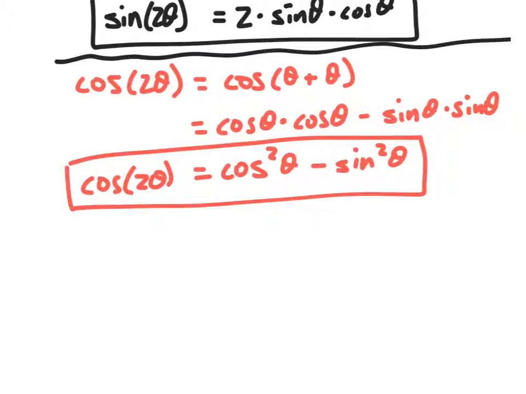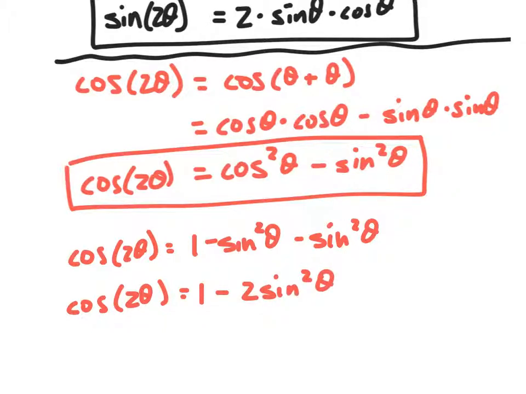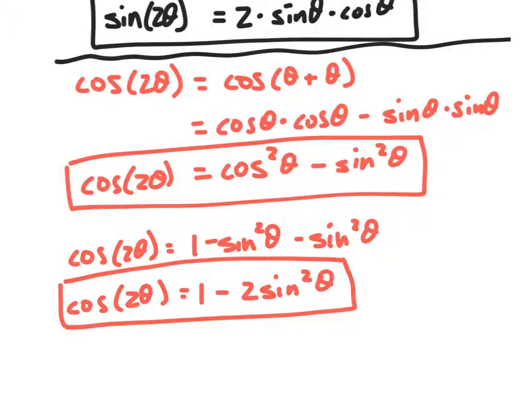So this is the first way we'd want to write this. However, we could also write it another way. We could say cosine of 2 theta would be equal to, if I replace cosine squared theta with 1 minus sine squared theta, minus a sine squared theta. What that's going to give me is cosine of 2 theta equal to 1 minus 2 sine squared theta. So I can write this identity this way as well.